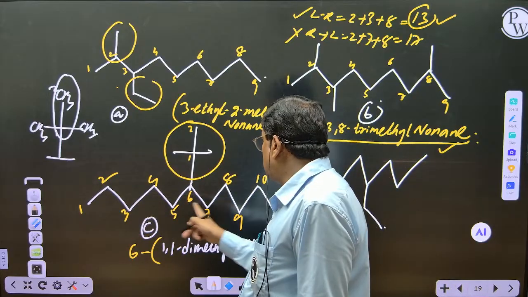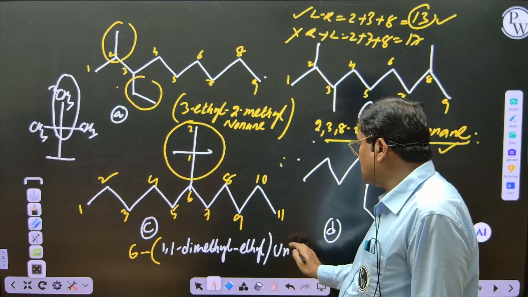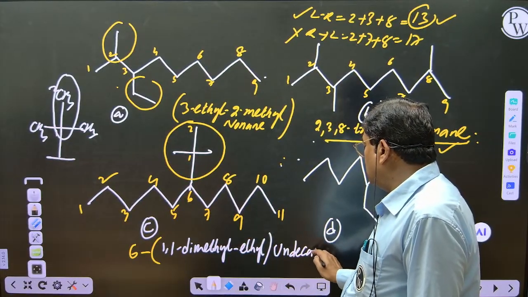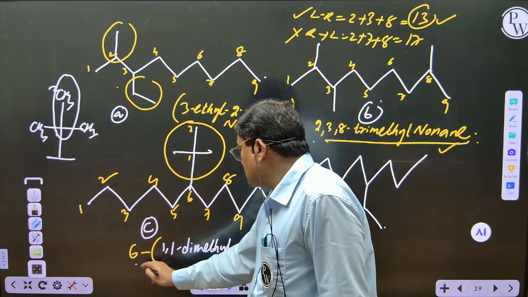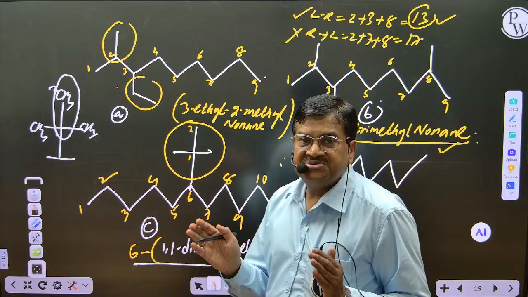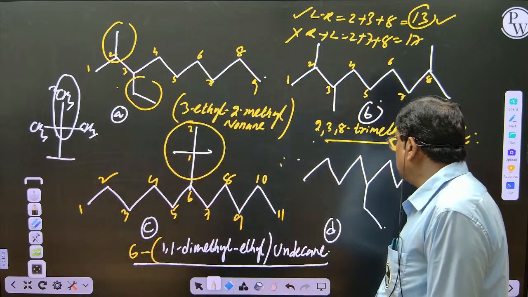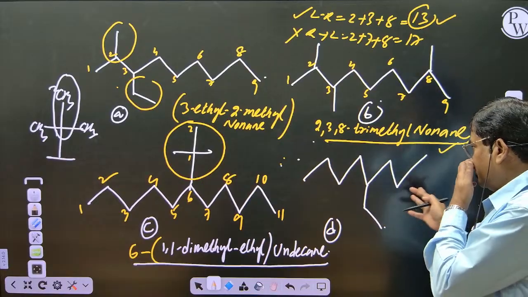Later comes the word root. 11 carbons, what do we call? Undecane. Clear? So the complex substance should be kept in the bracket. Parenthesis we have to place. Following, right?